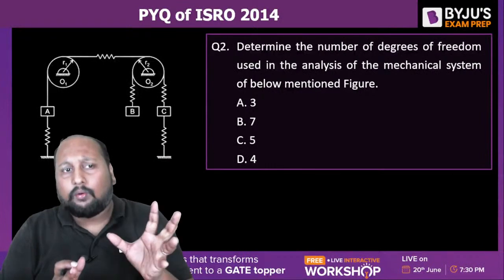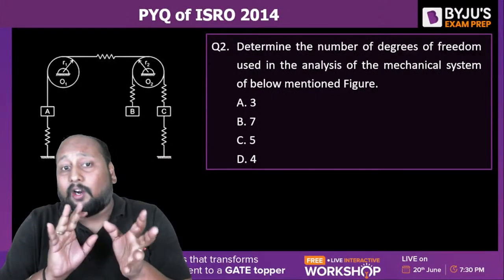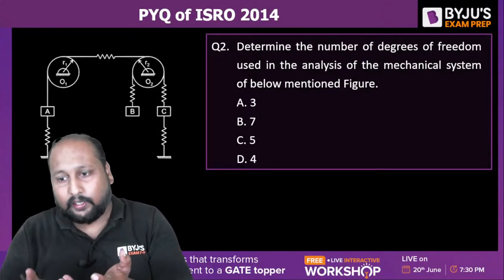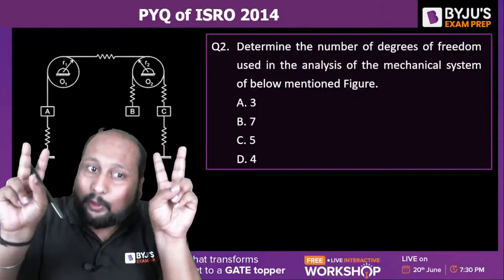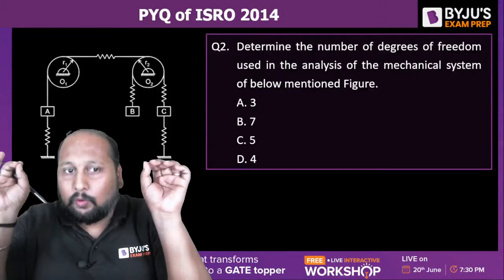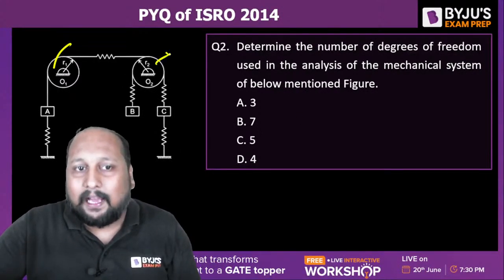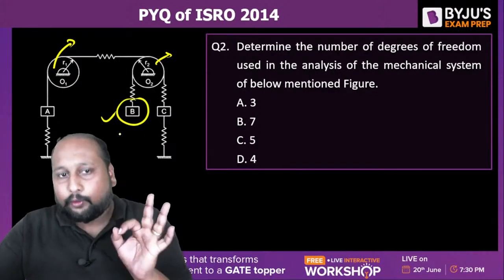If you try to provide motion to the roller, now they have not mentioned anything about the friction, so definitely we can take it as frictionless, right? They have not even given the 2 also. So the answer 2 that some people are saying is not correct. So what is the degree of freedom? Can we say these 2 rollers will have independent motions? B can provide an independent motion, right?